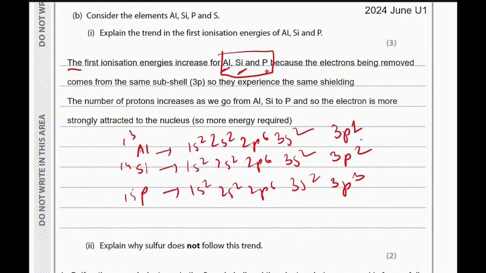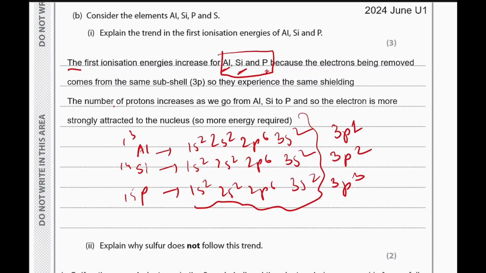So as a result, since all of the outermost electrons exist in the same subshell, they are going to experience the same amount of shielding from their inner subshell electrons. All right. So as a result, we can say this is one way.